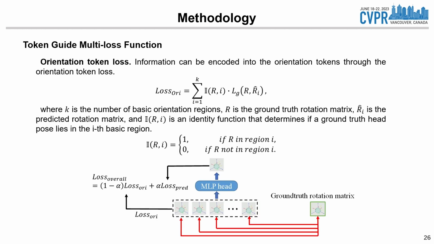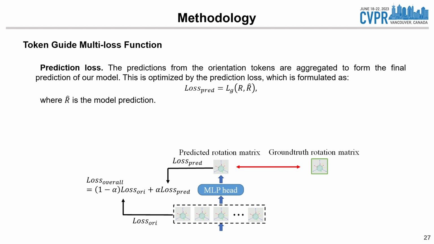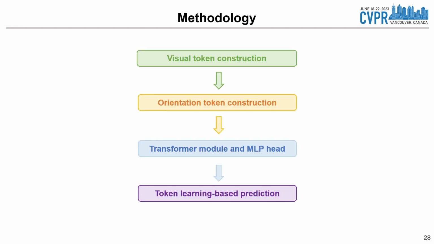Orientation token loss is the loss between the ground truth rotation matrix and the rotation matrix of the orientation token, which represents the same basic orientation region as the actual head pose. This is achieved by a special identity function that determines if a ground truth head pose lies in a specific basic region. The prediction loss is the loss between the ground truth rotation matrix and the final prediction rotation matrix. This is the summary of our methodology.